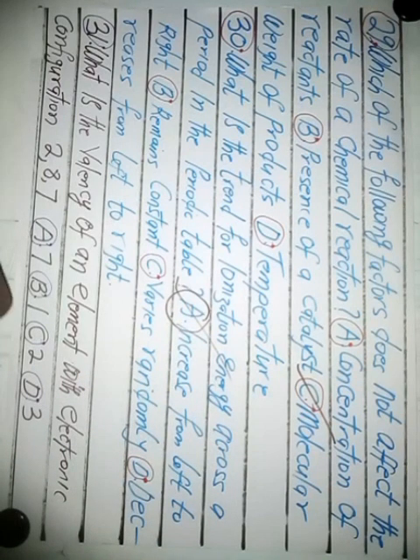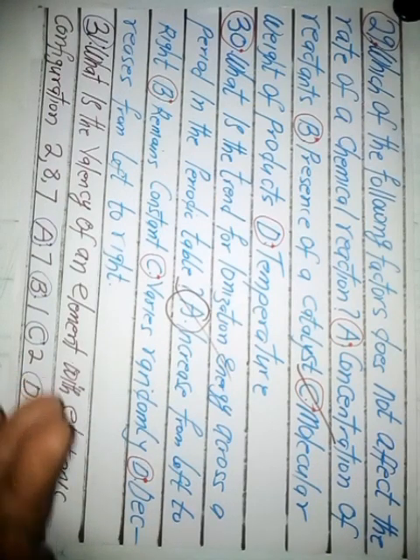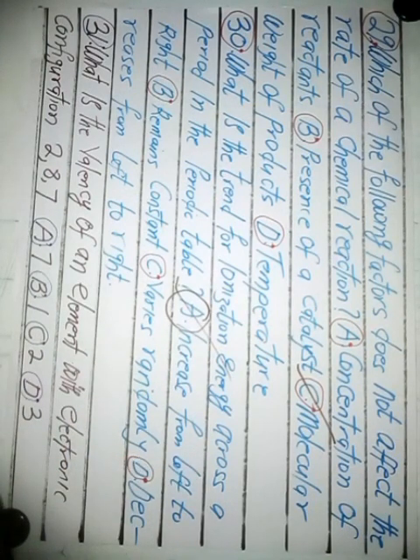Number 31. What is the valency of an element with electron configuration of 2, 8, 7? So this is chlorine. Atomic number is 17. So chlorine, which is group 7, has a valency of 1. So your answer is B.